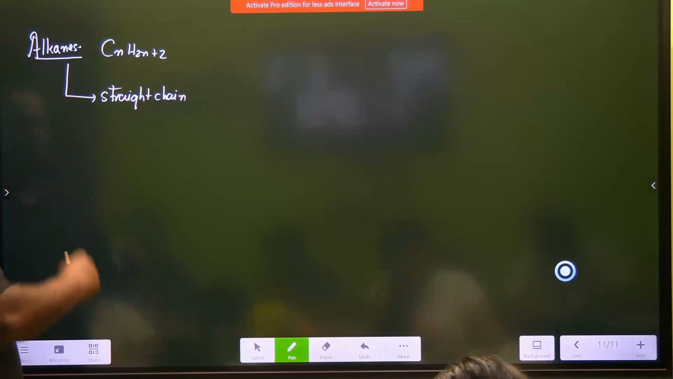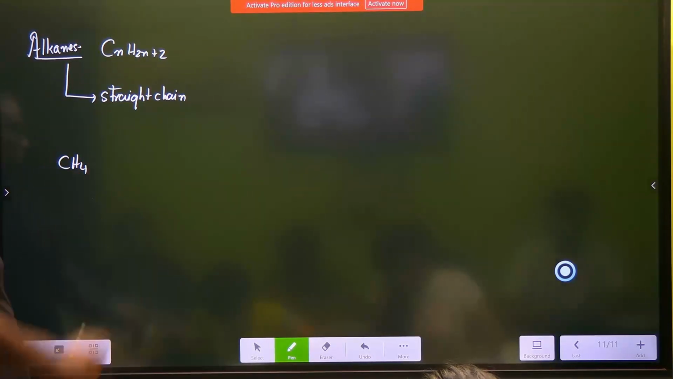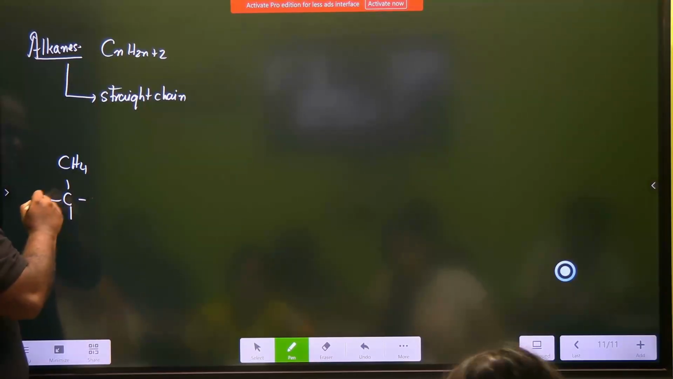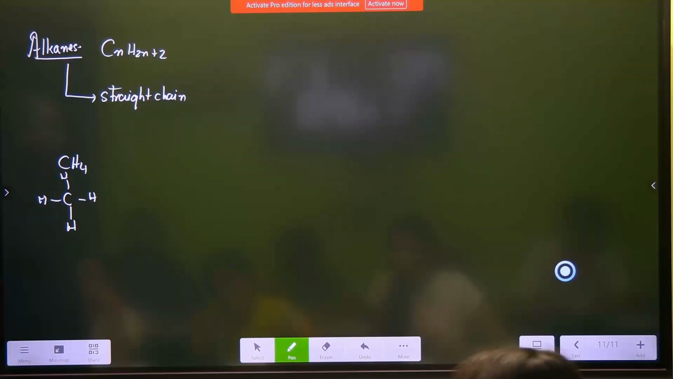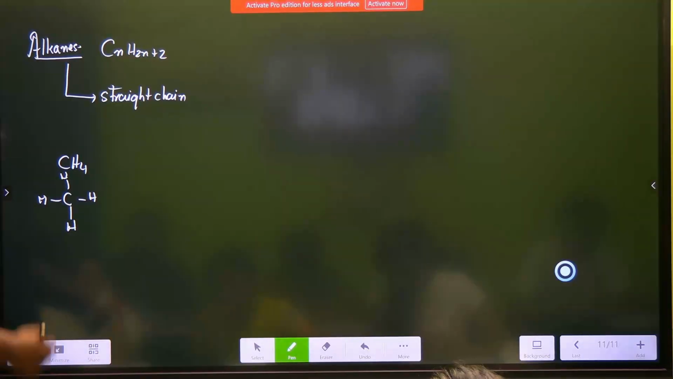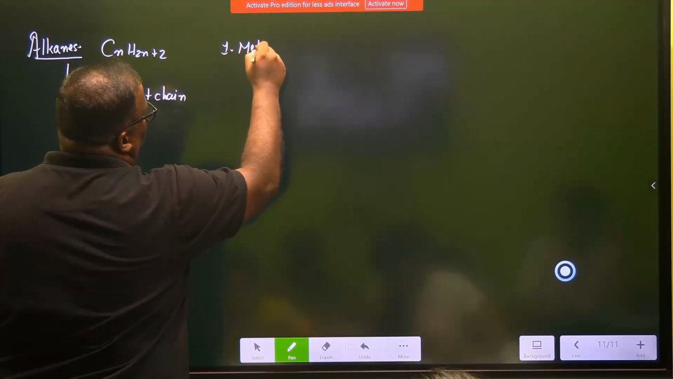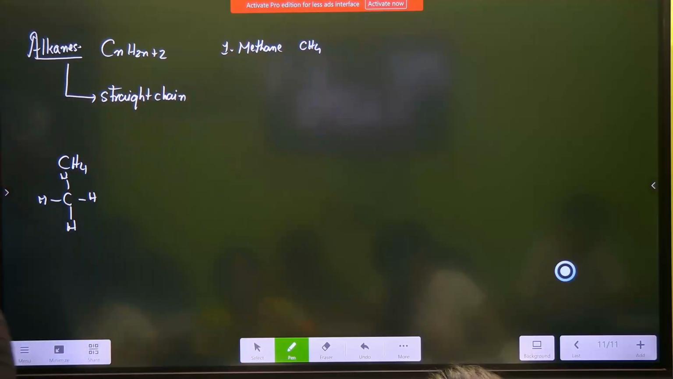Now there are formulas. Look, children. CH4 is molecular formula. This is known as skeletal formula. Now I will make only something which is known as condensed formula. This is molecular plus condensed. So let's start. Okay. So number one is methane. So I write it as CH4. I cannot make any other structure out here.